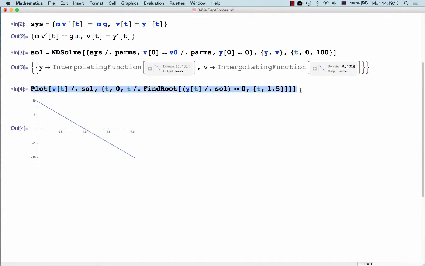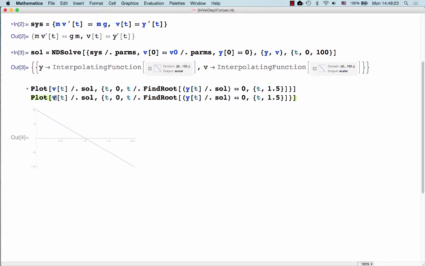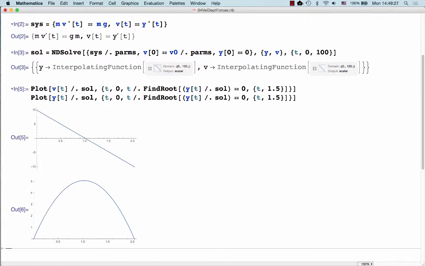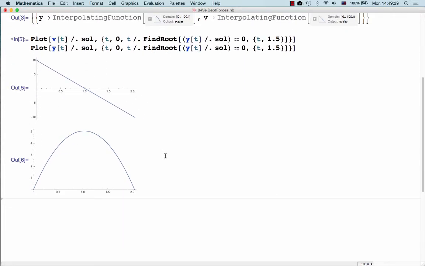And then while we're at it, copy, paste. Let's also make a similar plot for y of t. There we go. That looks pretty. And you'll notice it's kind of what we expected. You get a bit of a parabola, but you notice that it takes a little longer to come down than to come up, which is what we were expecting. Okay.